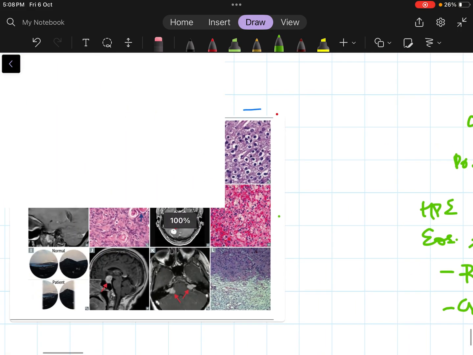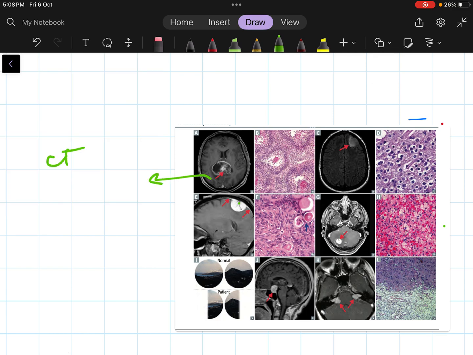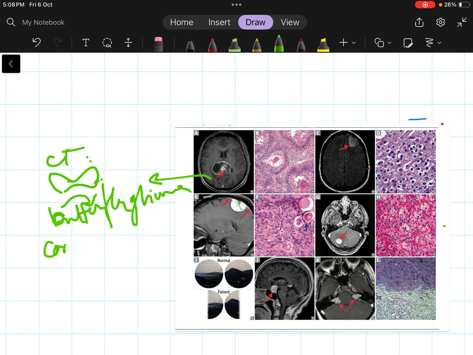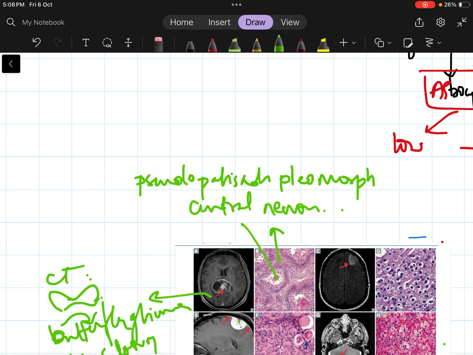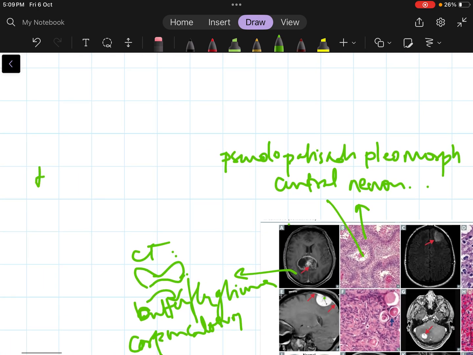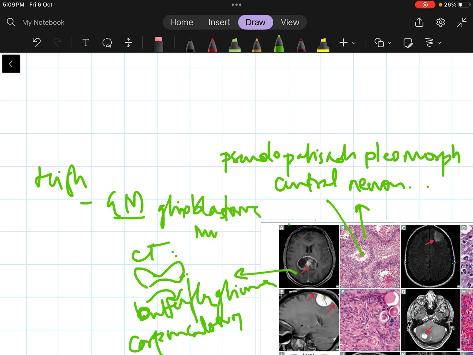High grade astrocytoma on CT shows a butterfly tumor, that is, it crosses to the other hemisphere, a butterfly glioma, mostly at the level of the corpus callosum. On histopathological examination, you see pseudopalisading, pleomorphic cells. They have a central area of necrosis, or there can be hemorrhage also. This is high grade astrocytoma known as glioblastoma multiforme.